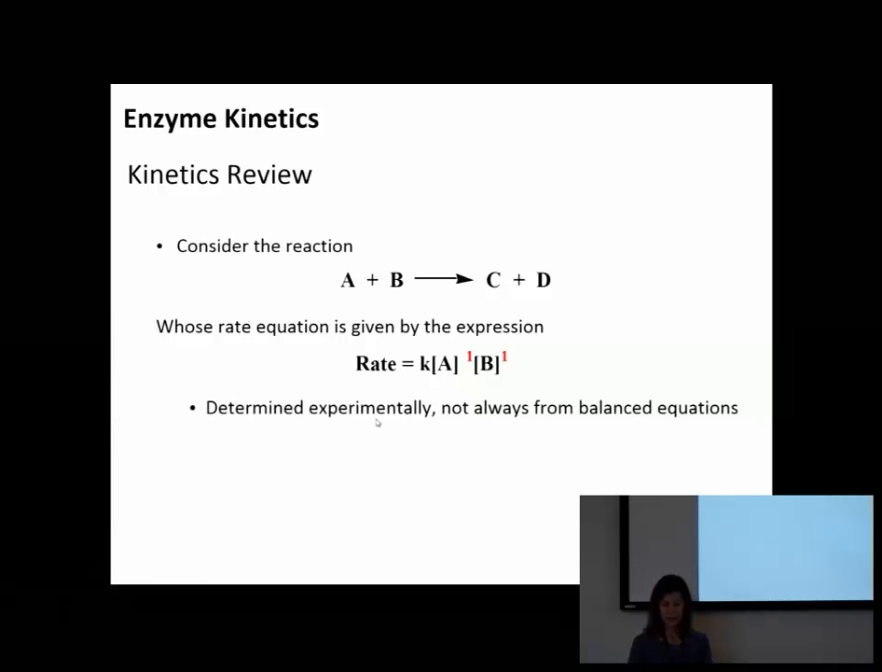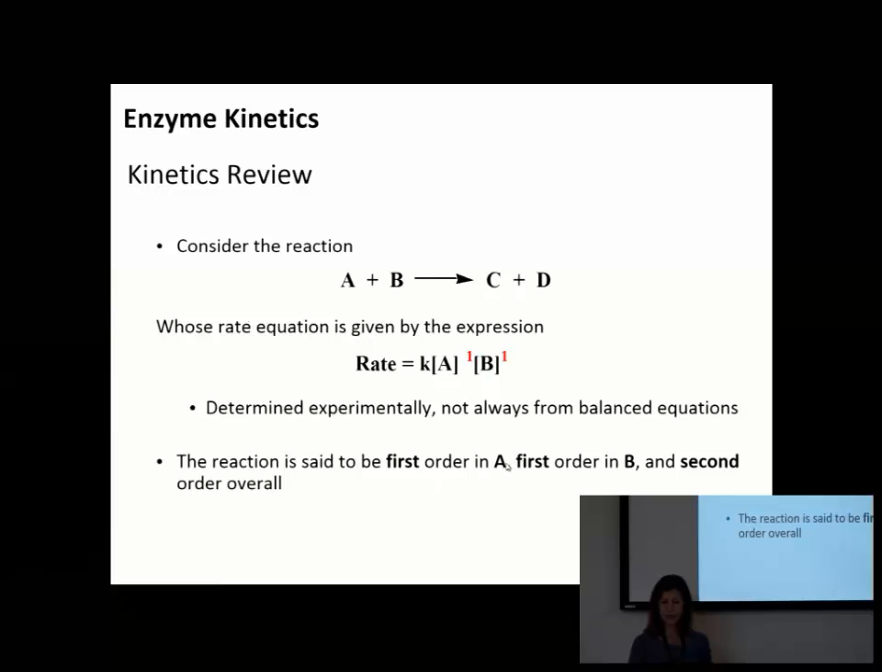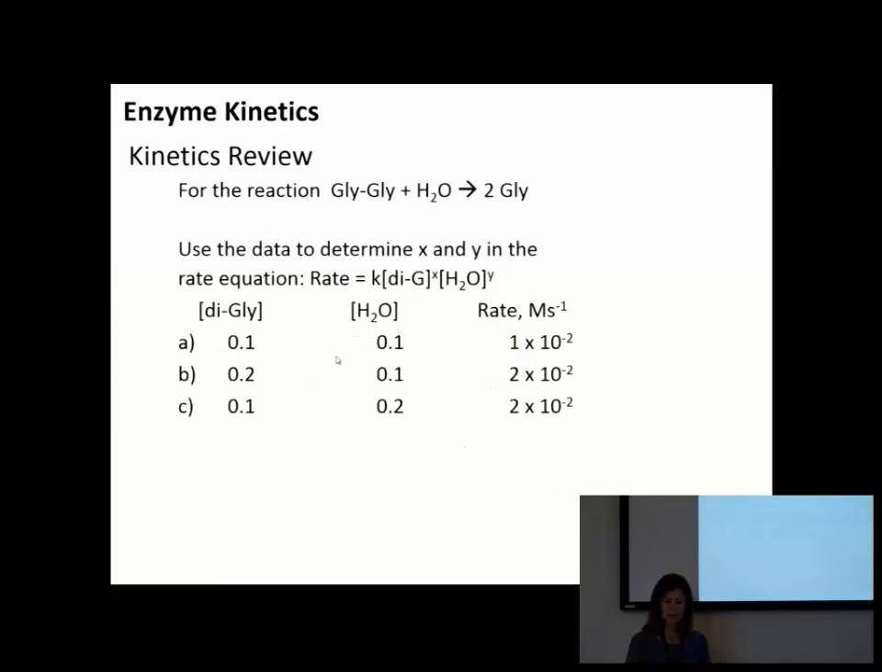We have to do experiments. And this is what an experiment would look like. You would take a reaction. So this is a dipeptide, 2 glycines together. We're going to add water, and we're going to hydrolyze that diglycine to 2 individual amino acids. And here, this is molar concentration. So this is A, B, and C, 1, 2, and 3 experiments.